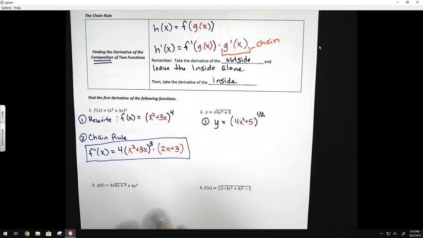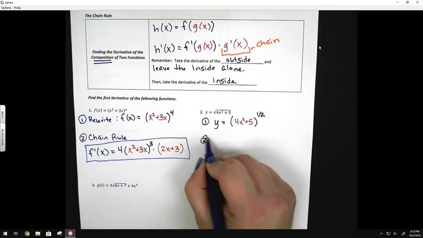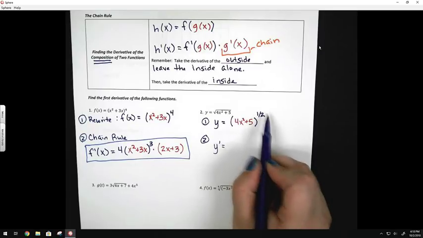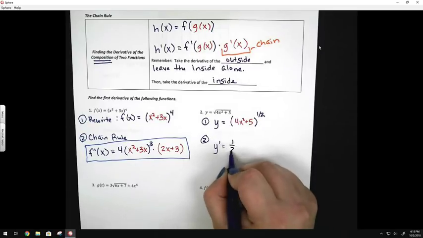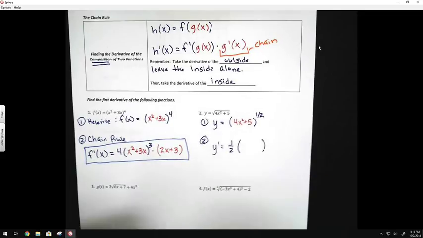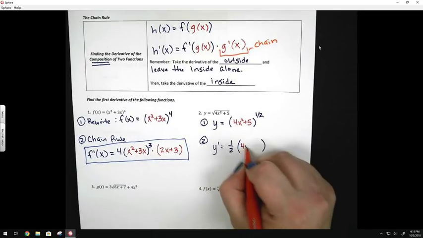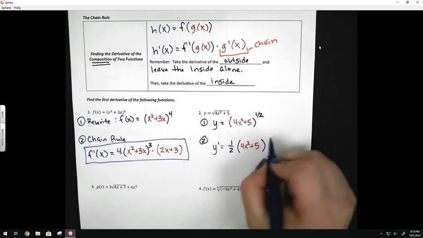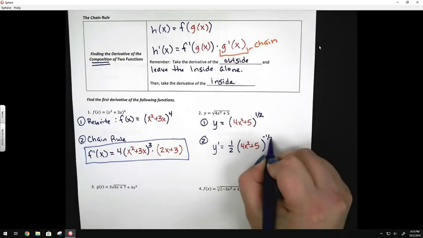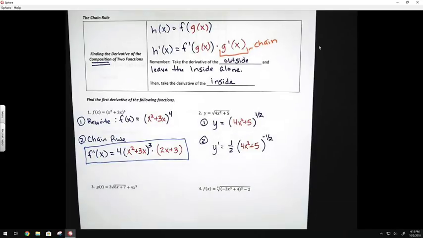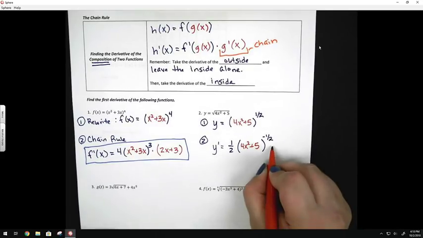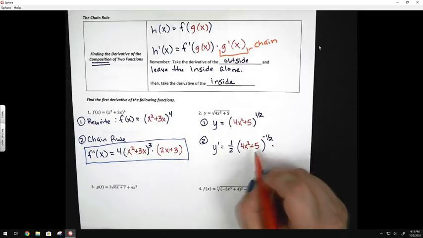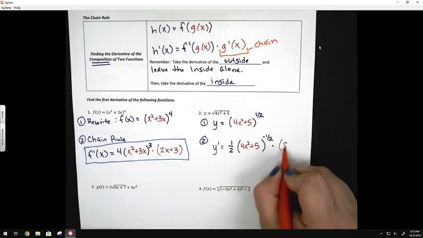When I do my second step, which is to actually use the chain rule, I'm going to do y prime equals, I'm going to drop my 1/2 and leave the inside alone, remember. So 4x squared plus 5. And I'm going to subtract 1 from my exponent. So 1/2 minus 1 gives me a negative 1/2. Then I have to remember to multiply by the chain. So 4x squared plus 5, the derivative of that is just some simple power rule. That's 8x.